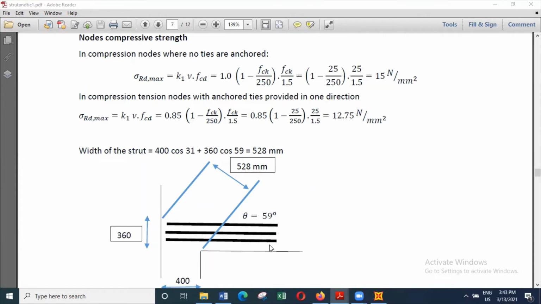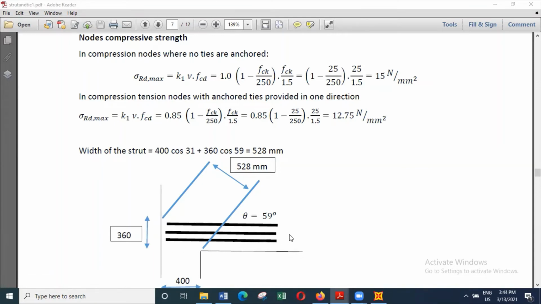And this reinforcement can be concentrated over a height of 360 millimeters, and this is an arbitrary value that I have selected. But generally, you can see it complies with the rule that when you are providing the bottom reinforcement, it can be distributed over 0.1 to 0.15 of the depth of the beam.